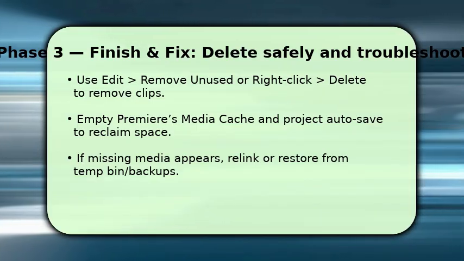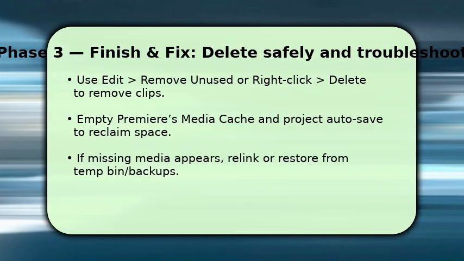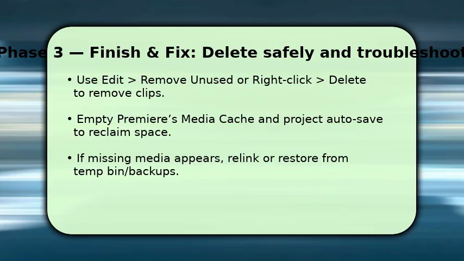If something goes wrong, like a clip shows offline in a sequence, stop and use the temporary bin or your backup to relink or restore. Make sure to check autosave versions first, because relinking is often faster than reconstructing edits.